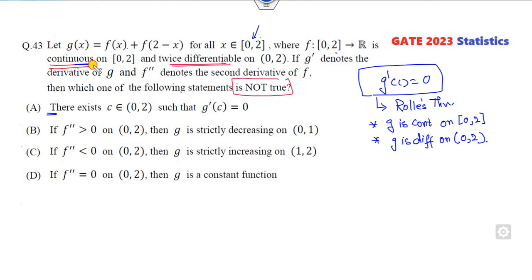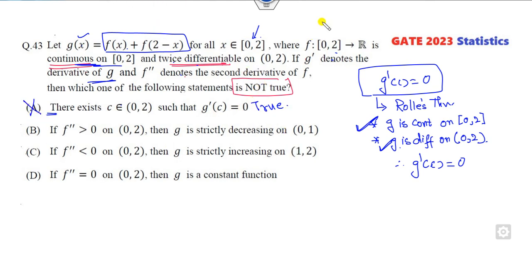Since f is a continuous and twice differentiable function, g is a function of it, so it is continuous. That's fine. g is differentiable because it is already given that g' is a derivative, so it is satisfied. So according to Rolle's theorem, g'(c) is 0 where c belongs to this interval. So this is a correct statement. But we need a false statement, so this option is cancelled out.